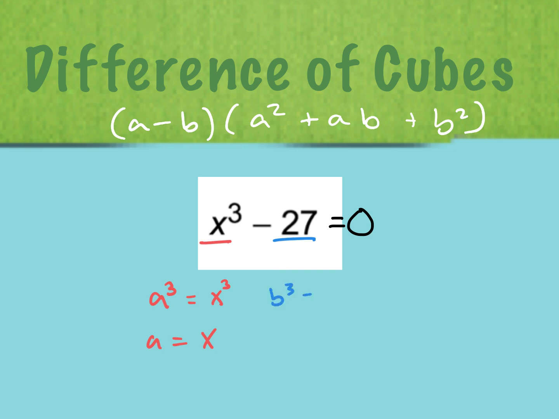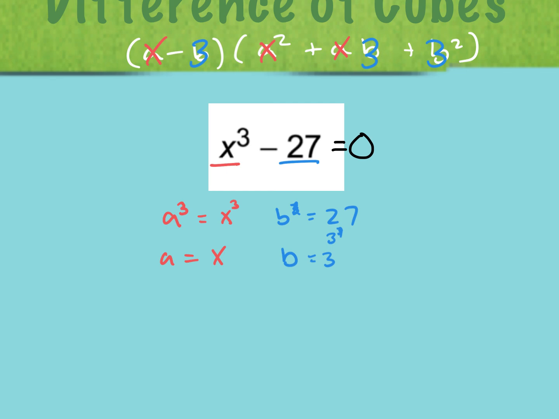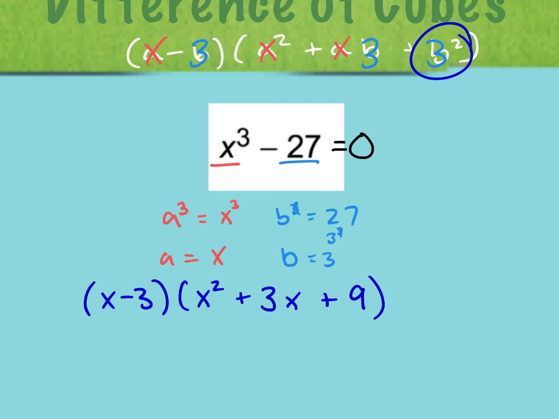And then b cubed is equal to 27. So what's b? Perfect, because we know 27 is 3 cubed. So if we cross out the cubes, b is equal to 3. So everywhere I have an a, I'm going to plug in x there. Everywhere I have b, I plug in 3. All right, so how would I write my answer? Perfect. Plus 3 squared is 9. And that's the answer.